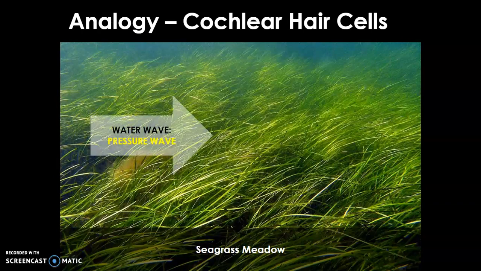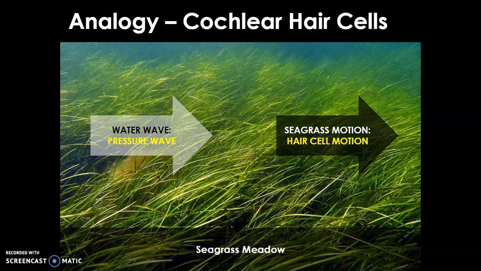So think about it like this. Here's an analogy. If we were under the water, under the ocean or in a big lake, we could see waves moving the water through. We might see some seagrass that, as the water wave passes through, takes in motion and moves the way of the wave. So if a wave came from the other direction, it would move the seagrass that way. That's what's happening inside our cochlea.